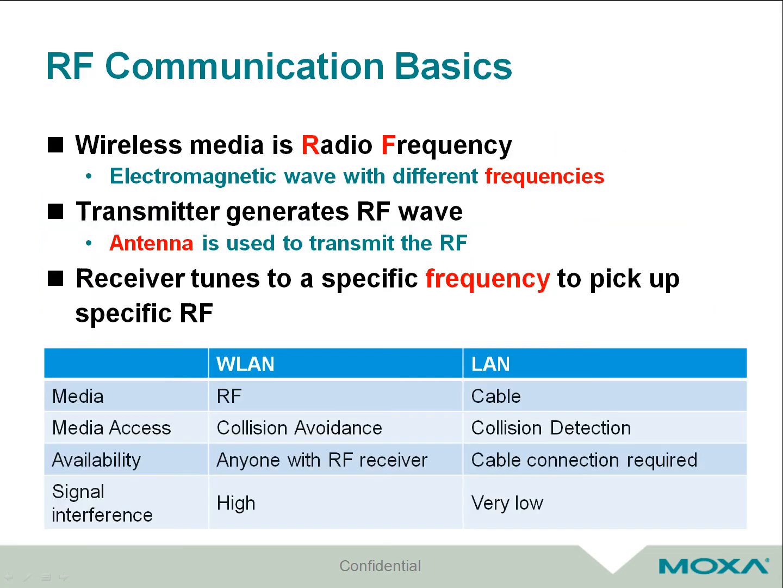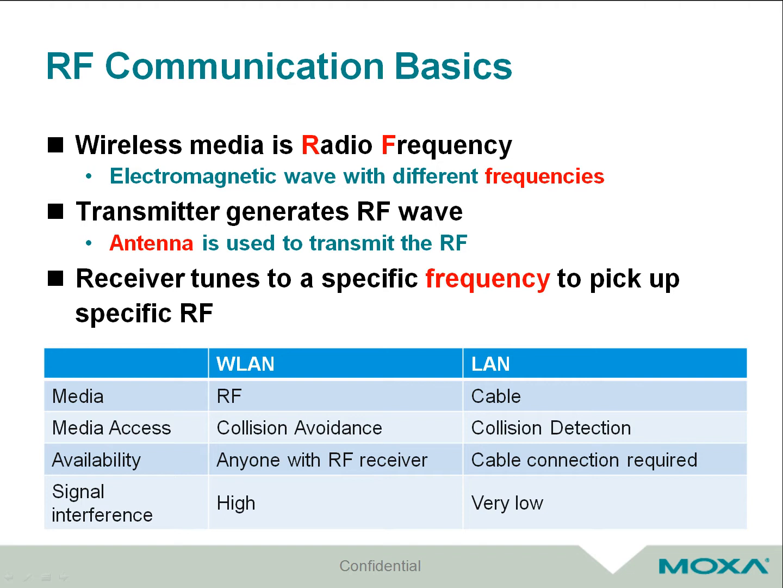Radio wave is an electromagnetic wave in a certain frequency range, so the main characteristic of the RF signal is its frequency. To generate this frequency, we use an RF transmitter. To receive, we use an RF receiver that is specifically tuned to its transmitted signal frequency.